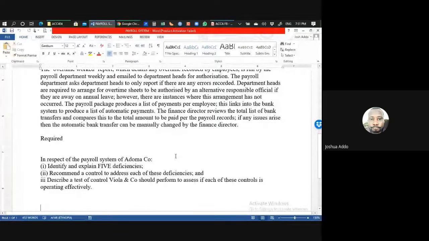Required: in respect of the payroll system of Adoma Company, identify and explain 5 deficiencies. Then I recommend a control to address each of these deficiencies, and I describe a test of control that the auditor should perform to assess if each of these controls is operating effectively.